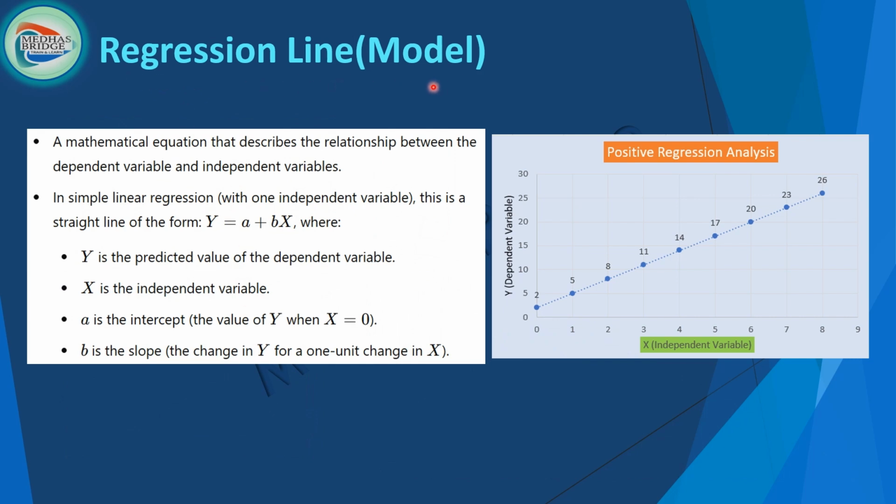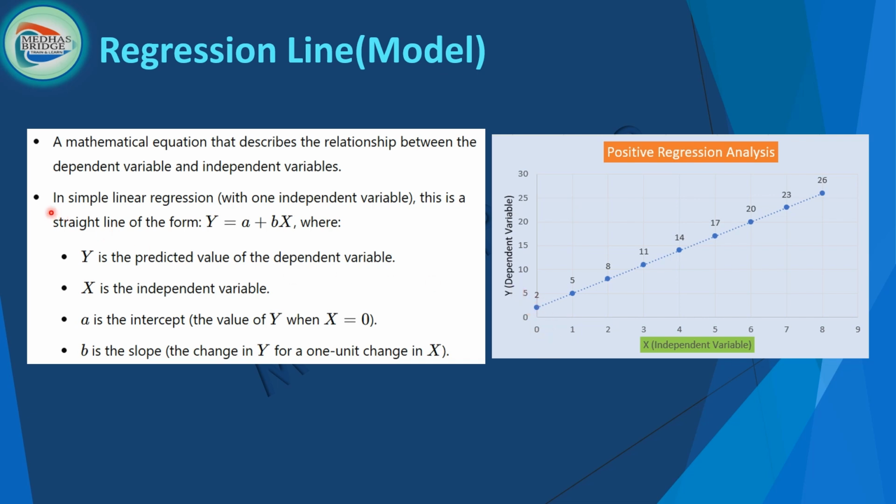Regression line is nothing but a model, a mathematical equation that describes the relationship between dependent variable and independent variable. If you look at this diagram, which is a little different from the previous one, it is basically the same linear positive regression line, but the line starts at some constant on y. So when x equals 0, y is some definite value.